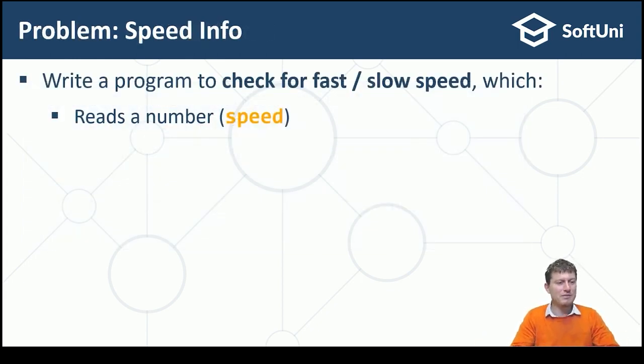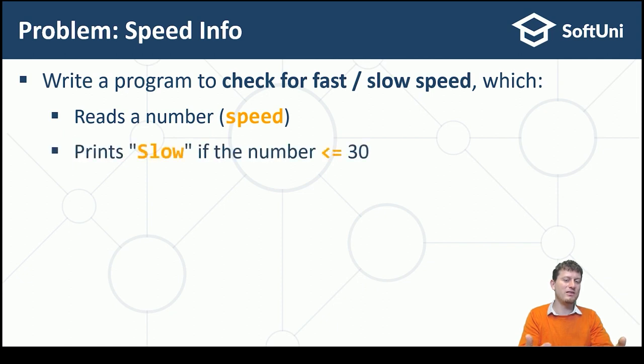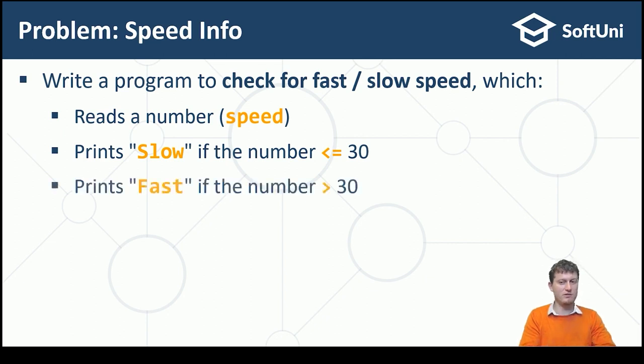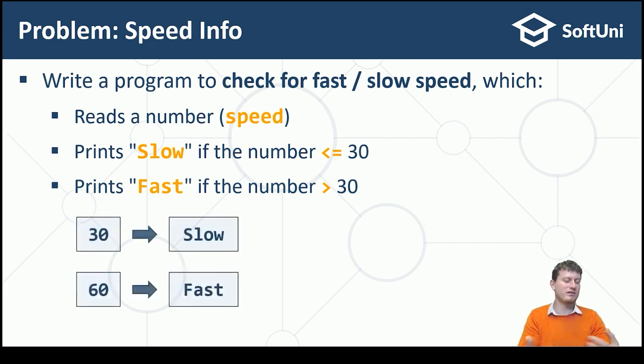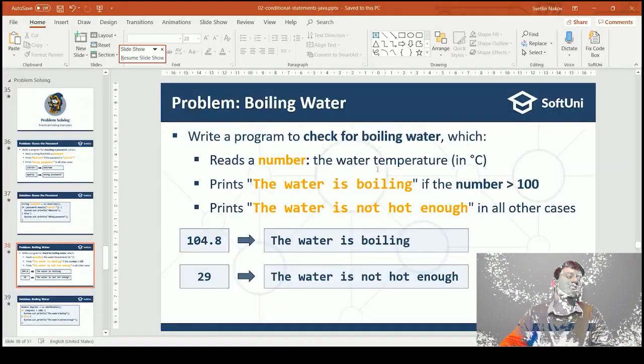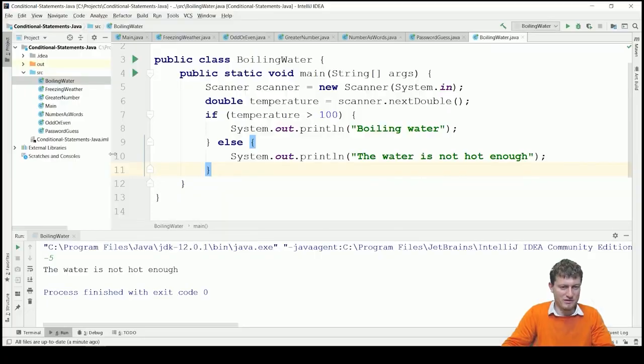Okay, the next problem is called speed info. We enter a speed, which is a number. We check the speed, whether it is fast or slow. We consider that speed less than or equal to 30 kilometers per hour is slow, and bigger than 30 is fast. 30 slow, 60 fast.